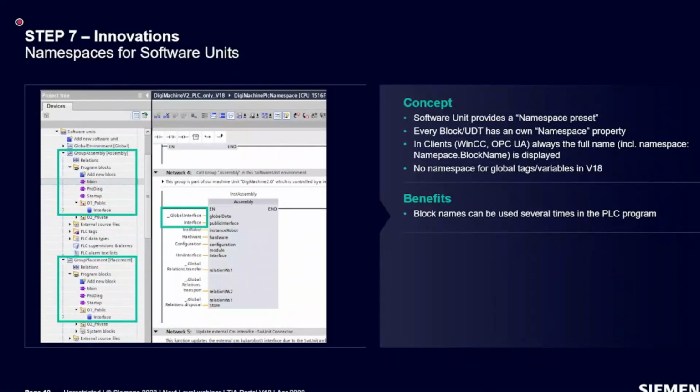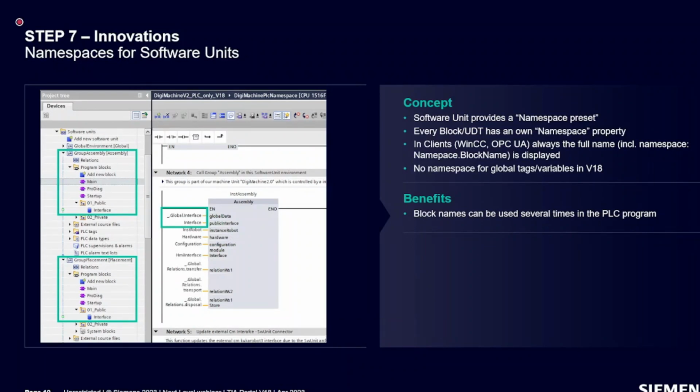So what innovations happened in software units? We have introduced a concept called a namespace. You can see in the image the global environment in square brackets, global, and the assembly and placement. This is a namespace introduced in TIA Portal version 18, which allows us to have the same program name in each different software unit. This will help us differentiate which program belongs to which software unit without renaming.